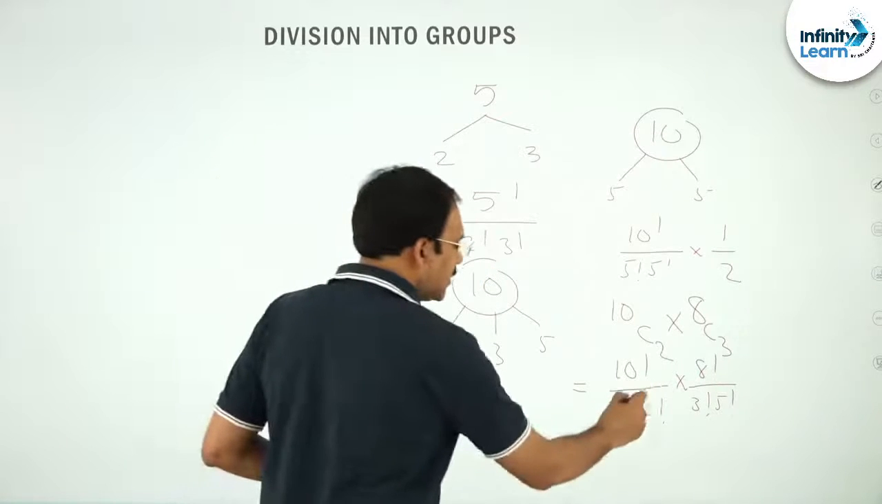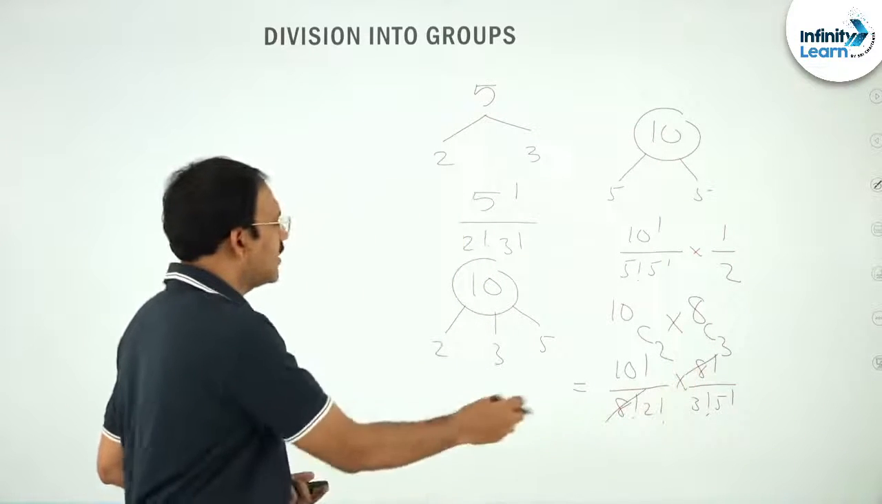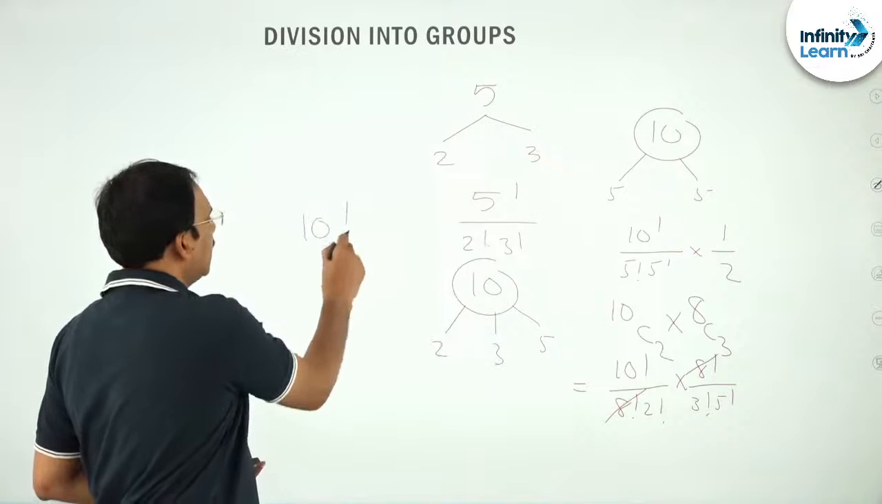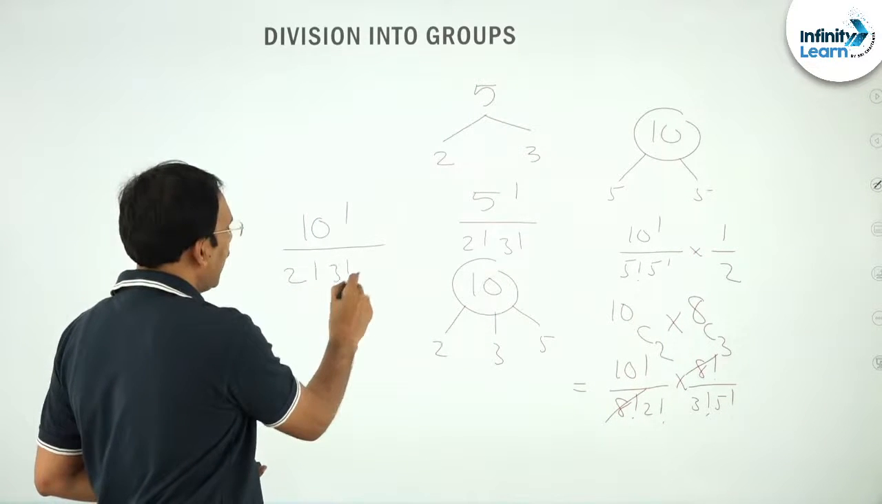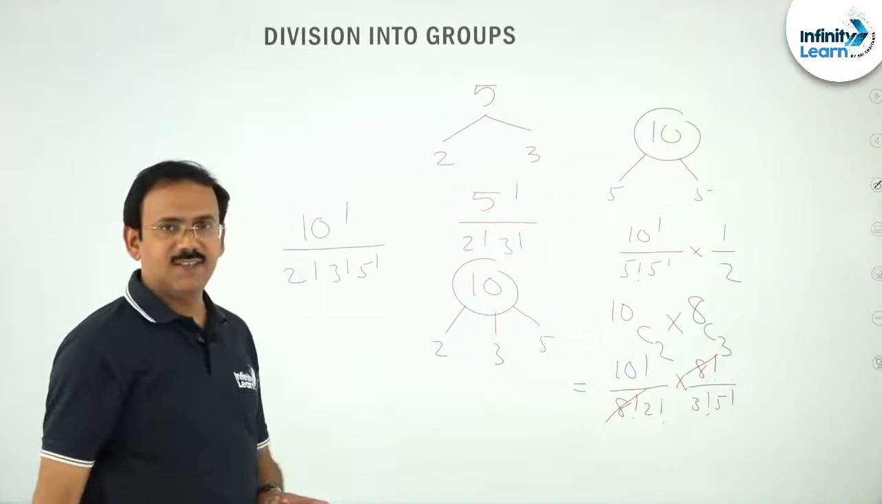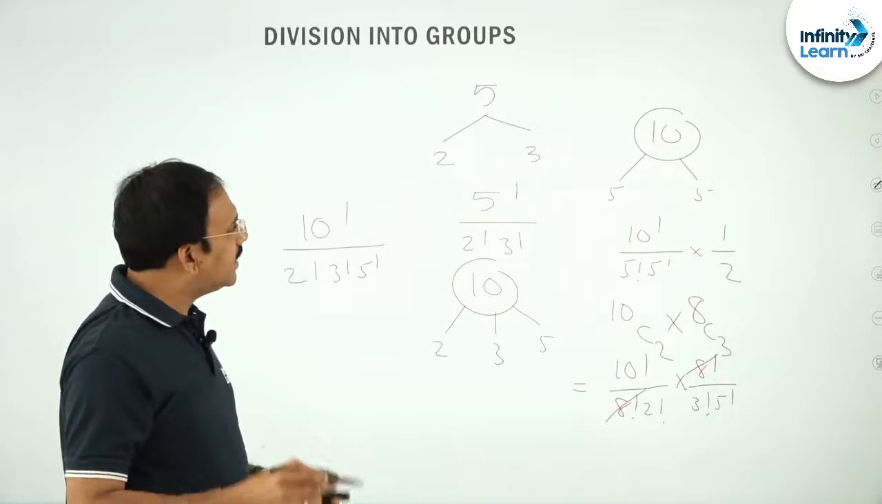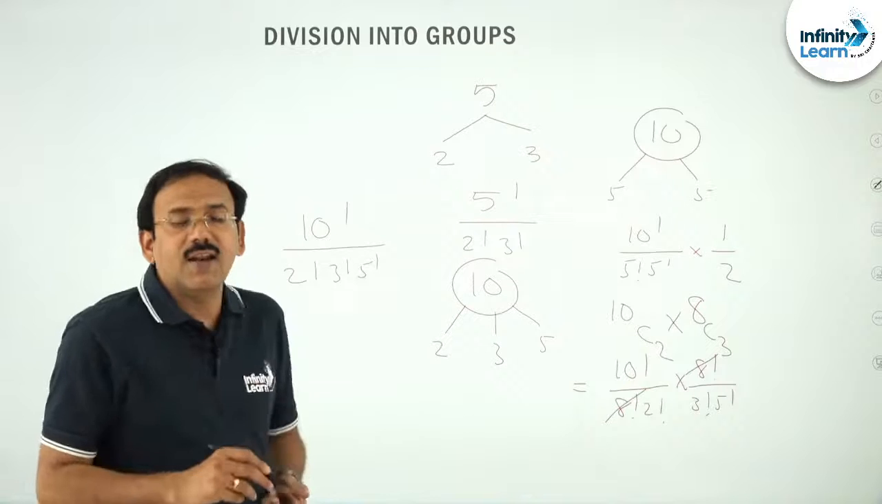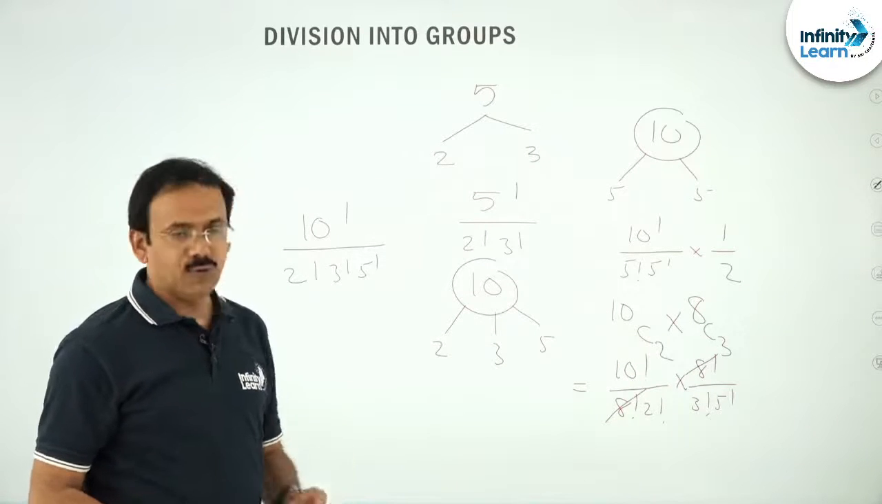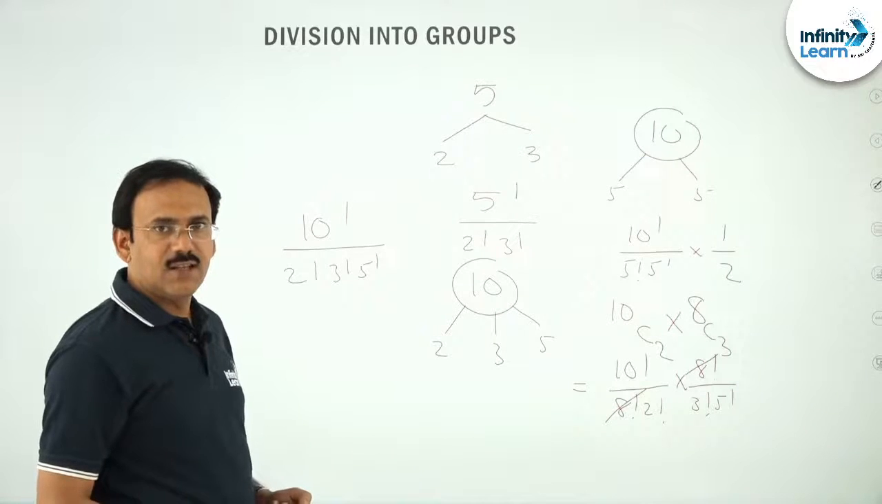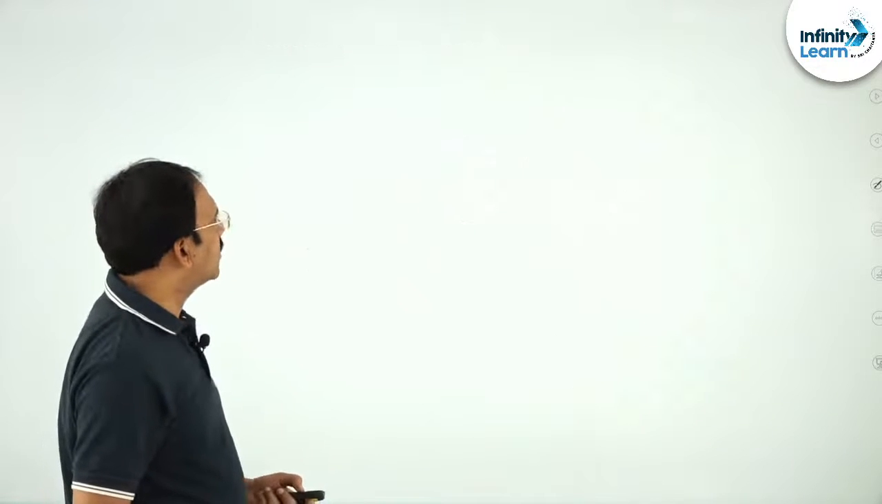You just cancel 8 factorial. You see, the answer is quite interesting. 10 factorial by 2 factorial into 3 factorial into 5 factorial, right. So friends, in this way the dissimilar items can be divided into groups, fine. So dear friends, let me extend the logic to this.